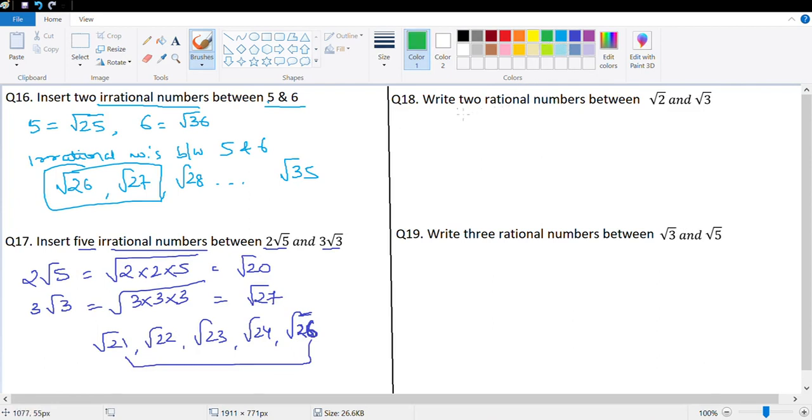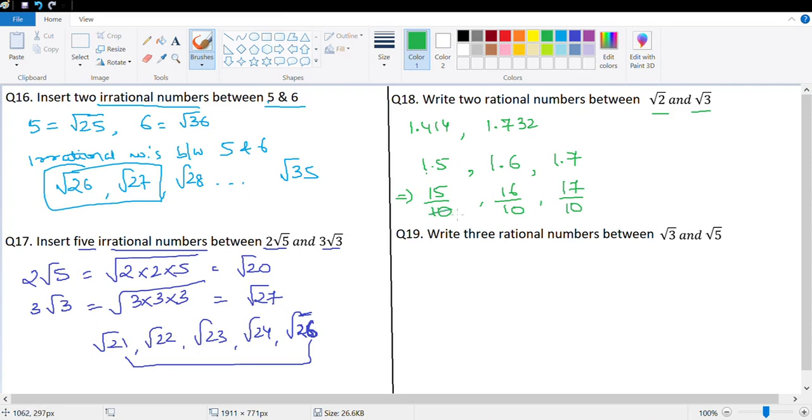Next question, write two rational numbers between root 2 and root 3. Now root 2 we know is approximately 1.414 and root 3 we know is approximately 1.732. So any number between these two numbers would be a rational number. So let's look at 1.5, 1.6 and 1.7. But 1.5 is not yet in rational form, so let me just convert this into 15 upon 10, 16 upon 10 and 17 upon 10. Still, these are not simplified.